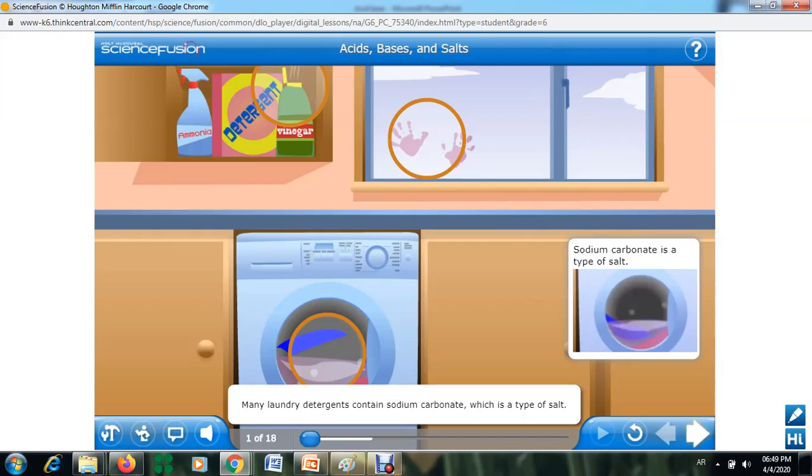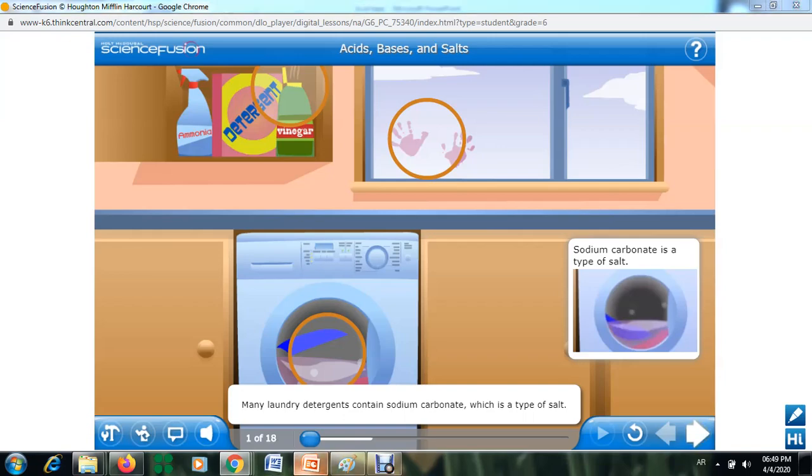Okay, so from these examples, we can note different examples in our life of acids, bases, and salts. And I want you to keep in mind that salt doesn't mean only the table salt that we eat. There are different types of salts, okay?